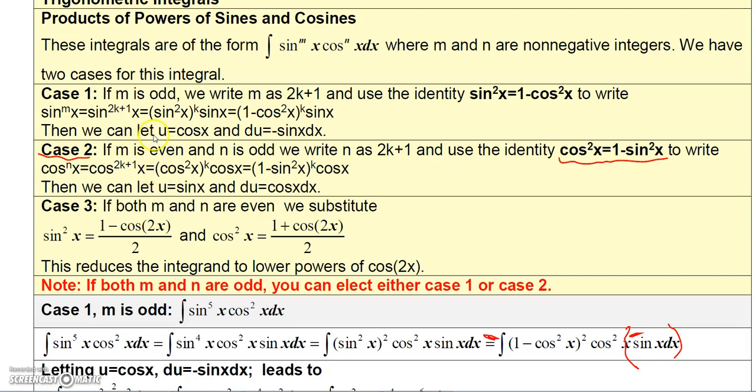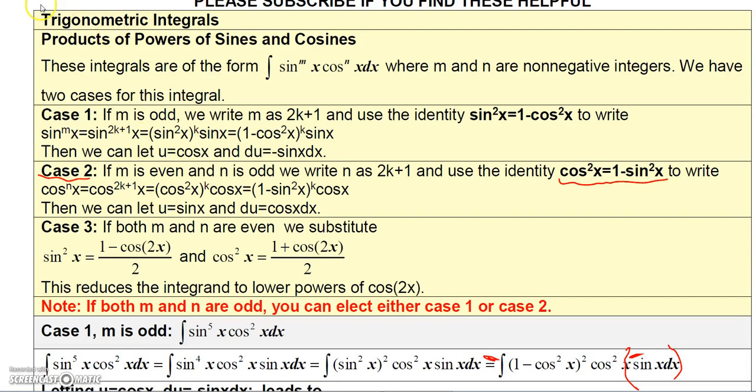So in this video, we're going to deal with trigonometric integrals again, and we're going to deal with products of powers of sines and cosines. But in this case, I'm going to assume m is even and n is odd. So if m is even and n is odd, we can solve it using this case 2. Now, if they were both odd, then I would just revert back and do case 1.